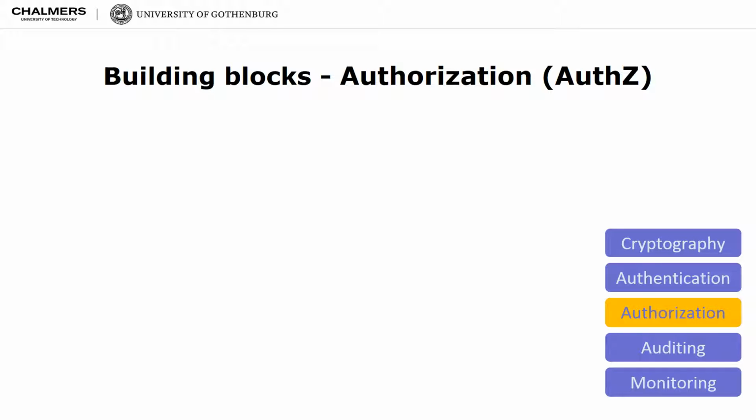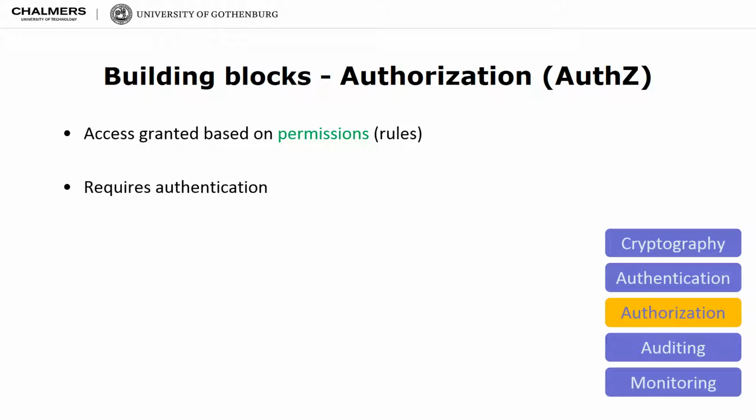Authorization is about checking the permissions, meaning who is authorized to do what, and these permissions often take the form of access control rules. Clearly, in order to have proper authorization, we need to have proper authentication first, because as I said before, we are checking who is allowed to do what. So it is important to be certain about the identity of, for instance, users requesting certain access to certain resources.